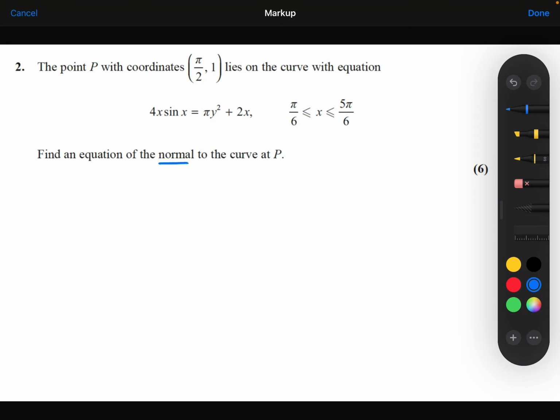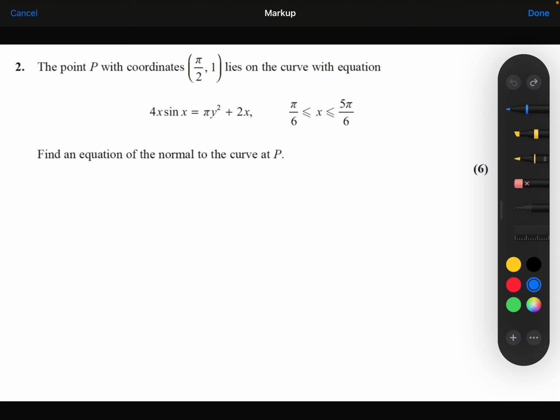So, normal, I want to differentiate to get my gradient function, and I want to substitute the coordinate in to get the gradient of the curve at that point. Then do the negative reciprocal for the normal. Then I'm going to do y equals mx plus c.